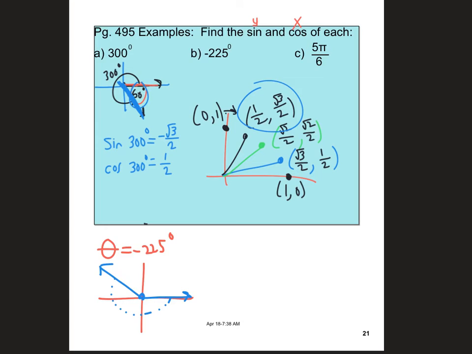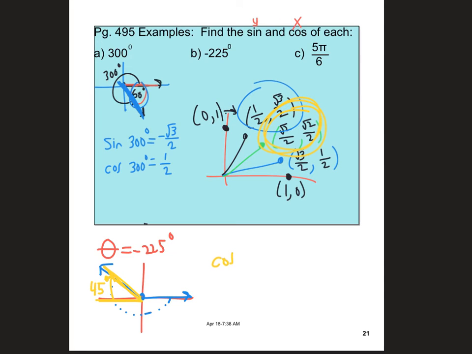Okay, so the question is, how far past 180 did I go? Because the reference triangle is going to be this, the reference angle, right? And we said we went negative 225, so we did the negative 180 plus, we did 45 more, right? I did 45 past 180 in the negative direction to get to 225. So I'm going to use a 45-degree reference angle, which is this guy here, right, where they're both root 2 over 2.